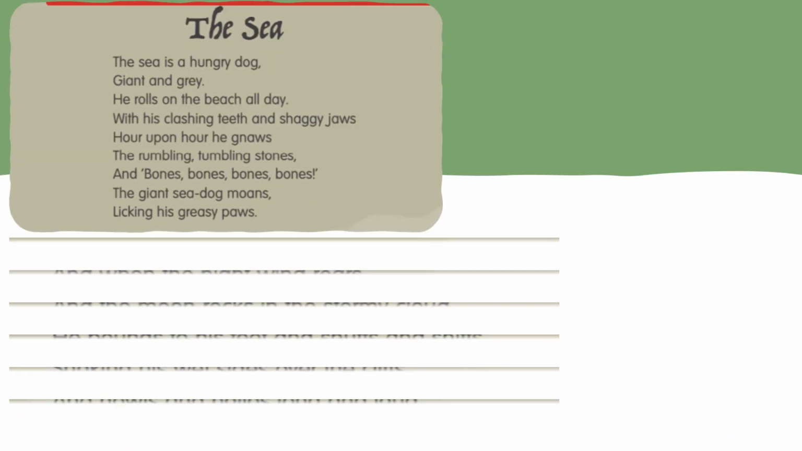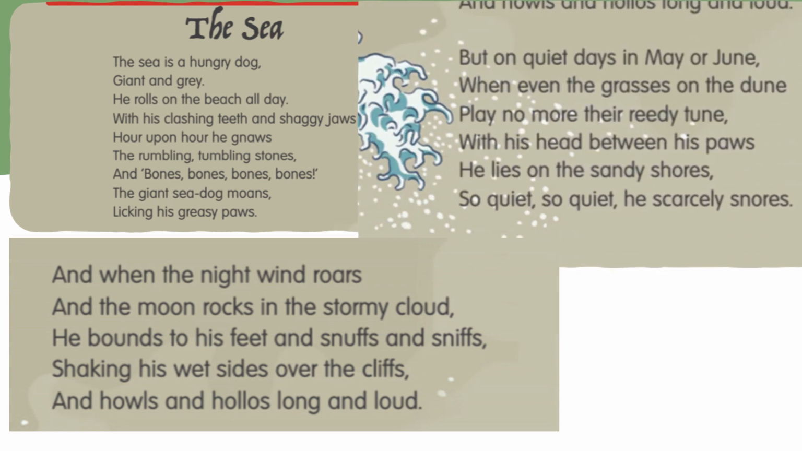Now, similarly, you will go through the three stanzas. Stanza number 1, stanza number 2, and stanza number 3. If you read them carefully, what you are going to observe here is, first thing, the sea is a hungry dog. So the poet is directly comparing the sea to a hungry dog. The poet is also giving the explanation. He's telling what the dog is doing throughout the day.